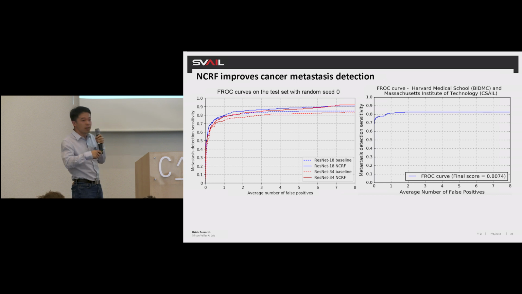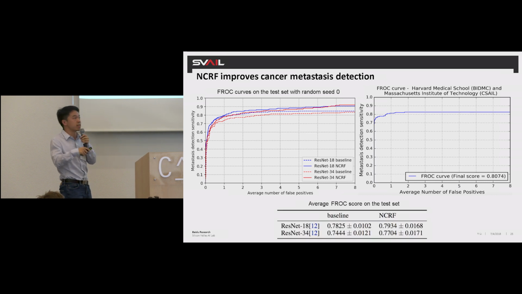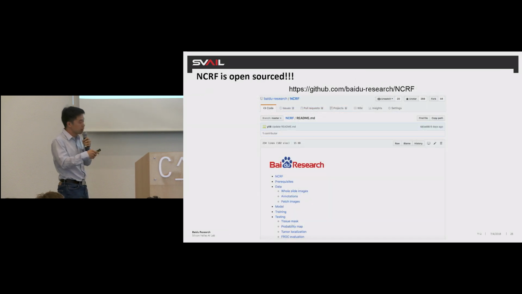And just for comparison, I screenshot the figure from the Camelyon16 website. This is the champion of the Camelyon16 challenge from the Harvard and MIT team. We can show that after about one average false positive per slice, our methods consistently achieve a higher sensitivity than this one. And when you go to 7 or 8 false positives per slice, we're achieving a sensitivity of more than 90% here. And again, if you run this model 5 different times with different random seeds, we still achieve a consistently better FROC score than the baseline.